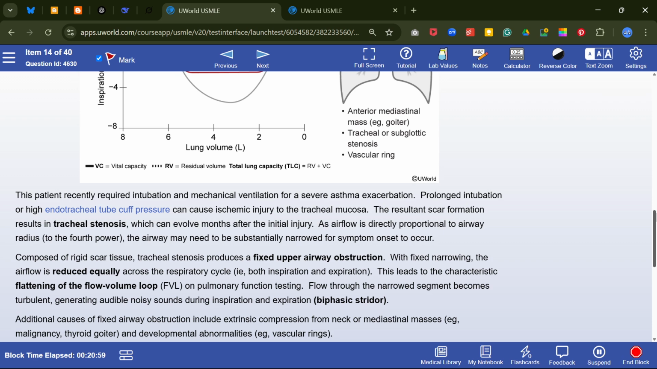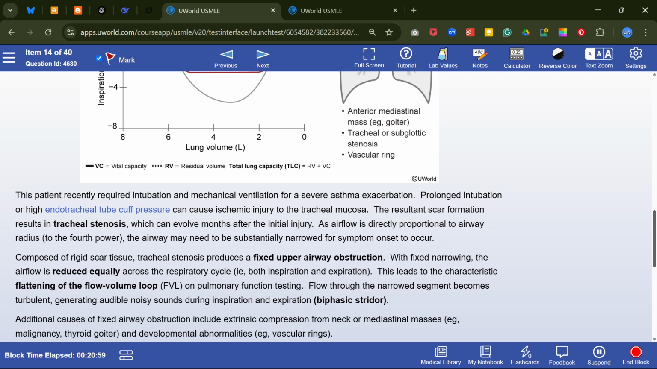Prolonged intubation or high endotracheal tube cuff pressure can cause ischemic injury to the tracheal mucosa. The resultant scar results in tracheal stenosis, which can evolve months after the injury, as airflow is directly proportional to the radius to the fourth power. The trachea may need to be substantially narrowed for symptom onset to occur, composed of rigid scar tissue. Tracheal stenosis is a fixed upper airway obstruction with fixed narrowing. The airflow is reduced equally across the respiratory cycle, both inspiration and expiration.